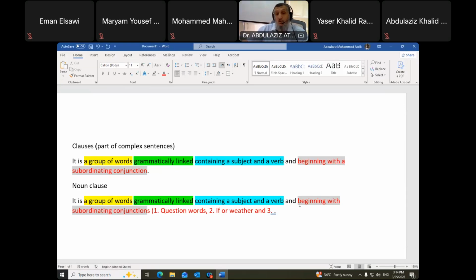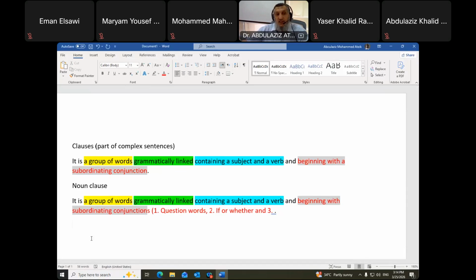Anyway, so this is about noun clause. The type of subordinating conjunctions makes the difference. Okay, so noun clauses begin with question words, if or whether. And the last one, I forgot about it. Okay, we will come across it.